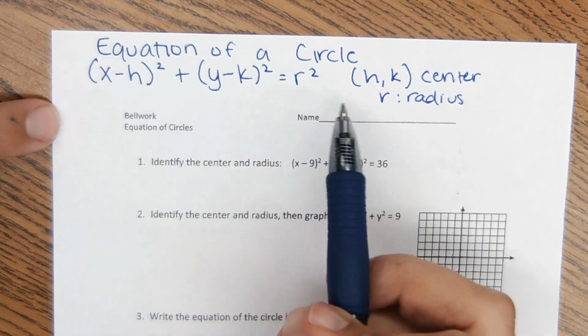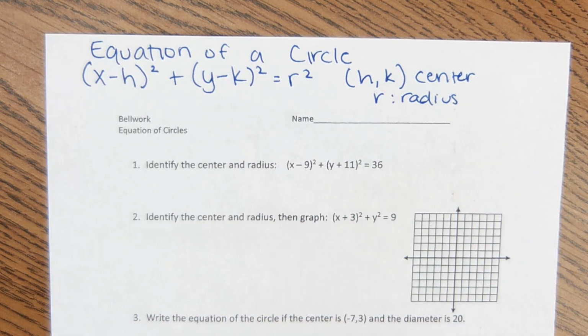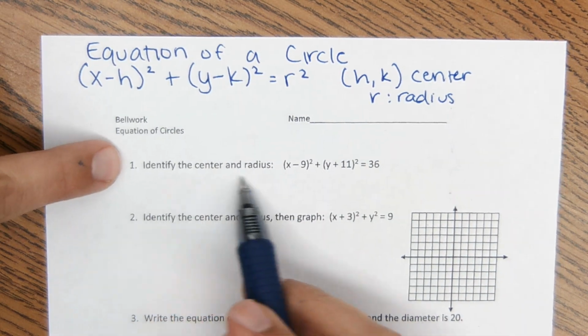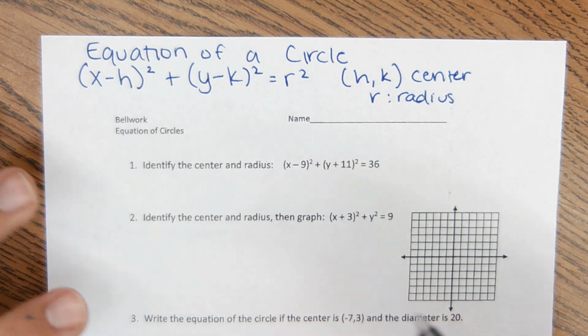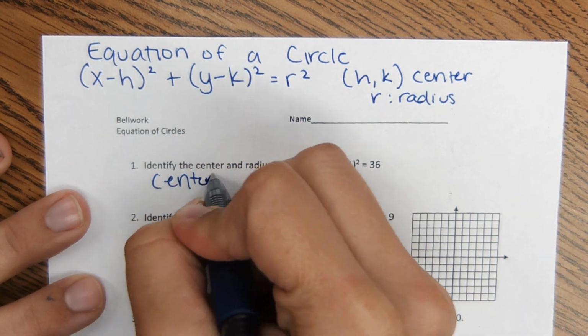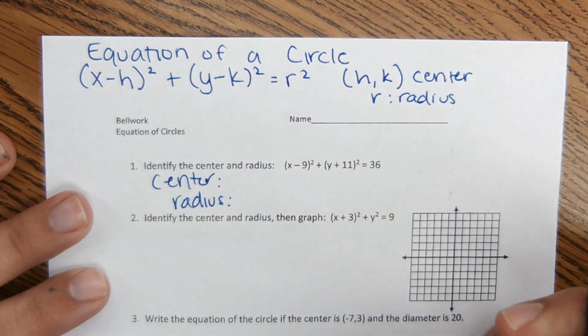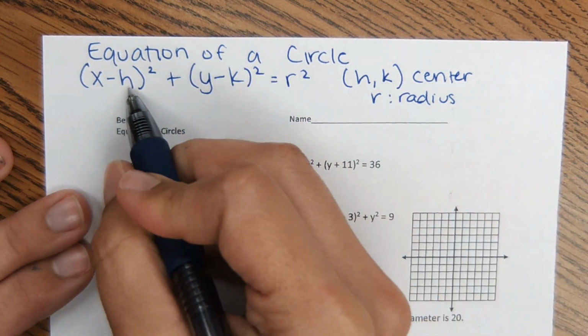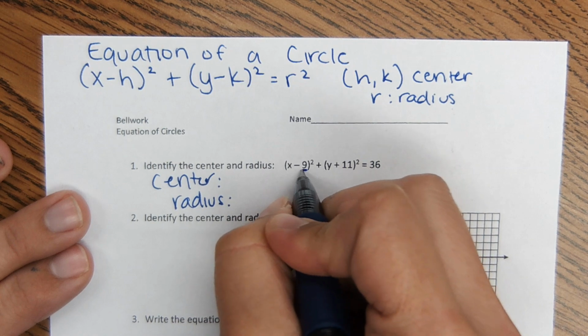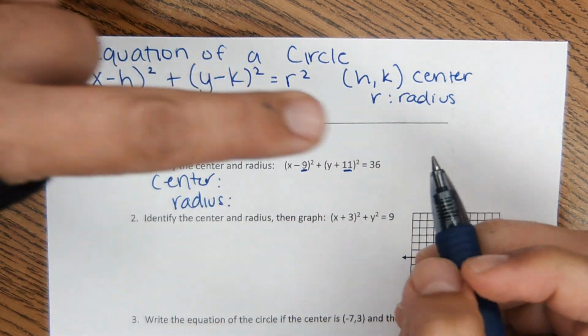Okay, equation of a circle looks like this. We're going to practice using it. So here it says identify the center and the radius. So we're going to find the center and the radius. Okay, so remember h, k is the center. So this value and this value make up the coordinates.